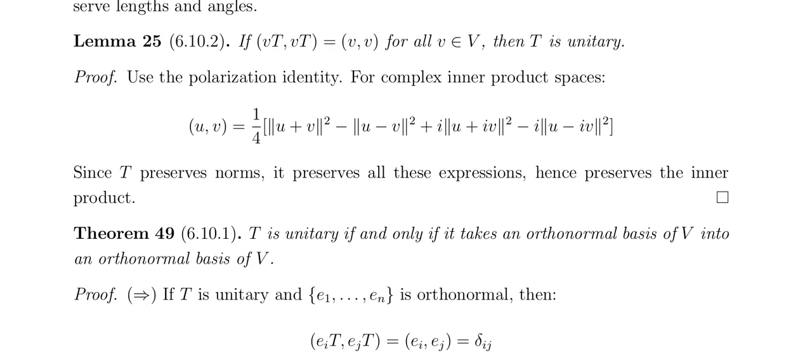And if (vT, vT) equals (v, v) for all v belongs to V, then T is unitary. It is a very simple proof using that (u, v) equals the earlier relation. So if the inner product (vT, vT) equals the inner product (v, v), then T is called unitary.